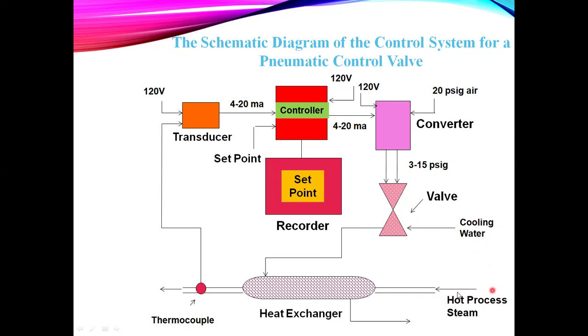So you have the hot process stream here entering your heat exchanger. And of course, the goal probably is to decrease the temperature of this hot process stream. So we expect that the temperature on this side will be lower than the temperature on this side. Your cooling water is supplied as cooling medium and then leaves your heat exchanger at a much higher temperature. Now, the temperature of your fluid leaving the heat exchanger is being sensed by the thermocouple. So there's a thermocouple here that senses the temperature reading of the fluid leaving the heat exchanger.